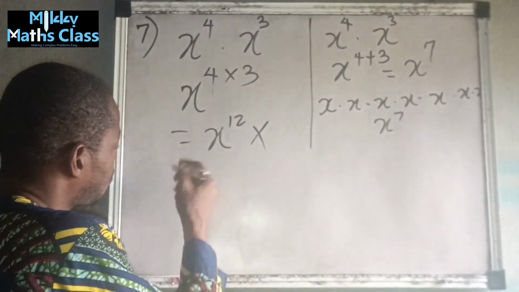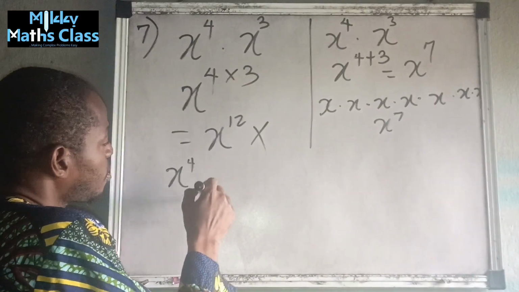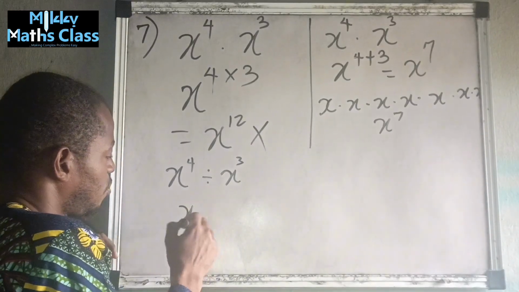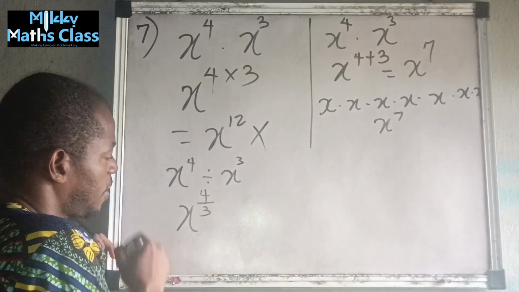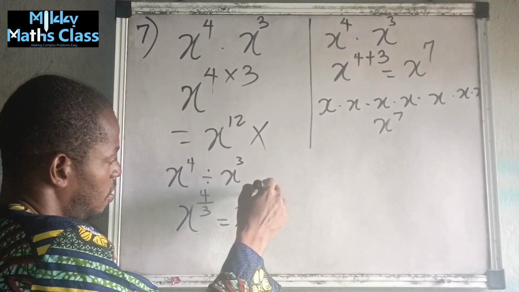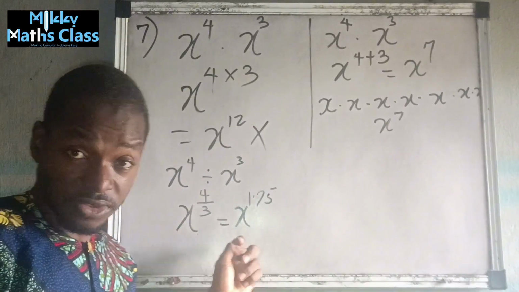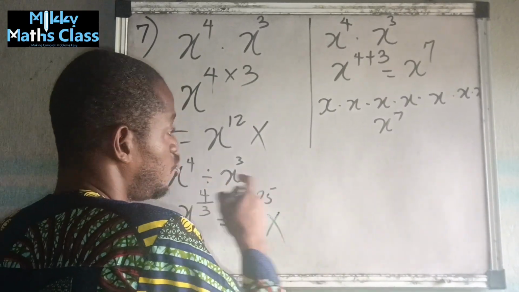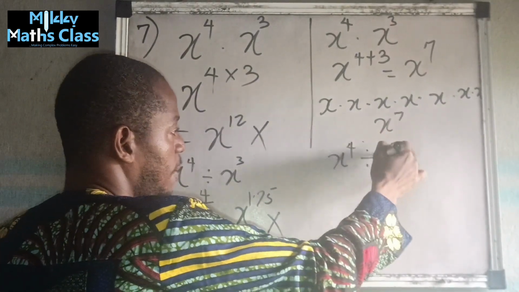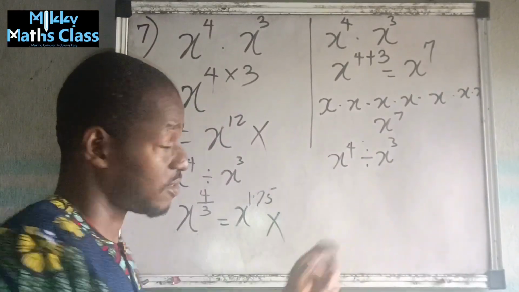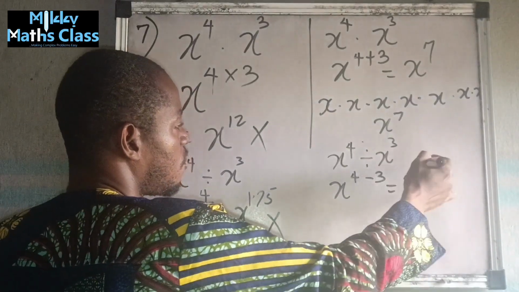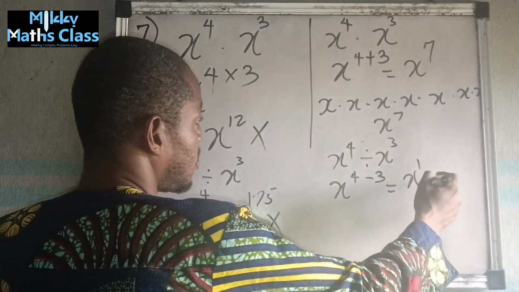Now, in the same vein, if I have something like this, x to the power of 4 divided by x to the power of 3. Some students might do it like this, x to the power of 4 over 3. That will give us x to the power of 1.75 or thereabout. Now, this is not correct either. What you should do when you have x to the power of 4 divided by x to the power of 3 is subtract the powers, the exponents. So this is x to the power of 4 minus 3, which is x to the power of 1, which is the same thing as x.